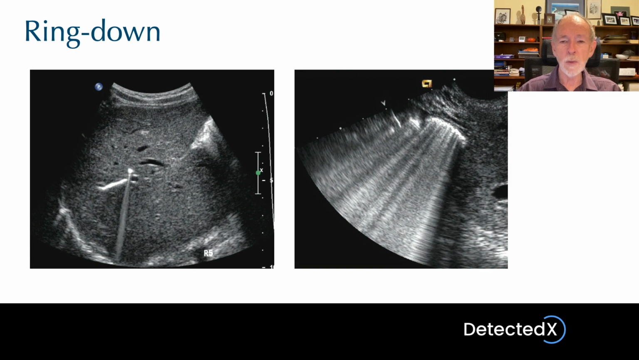Now, there are other possible causes of this same appearance. For example, needles and other metallic objects like guide wires can also resonate and cause an appearance very, very similar to this. So ringdown may have other causes at times, but generally, if there's no reason to think there is something like a wire present, then you can be pretty confident you're looking at gas bubbles.